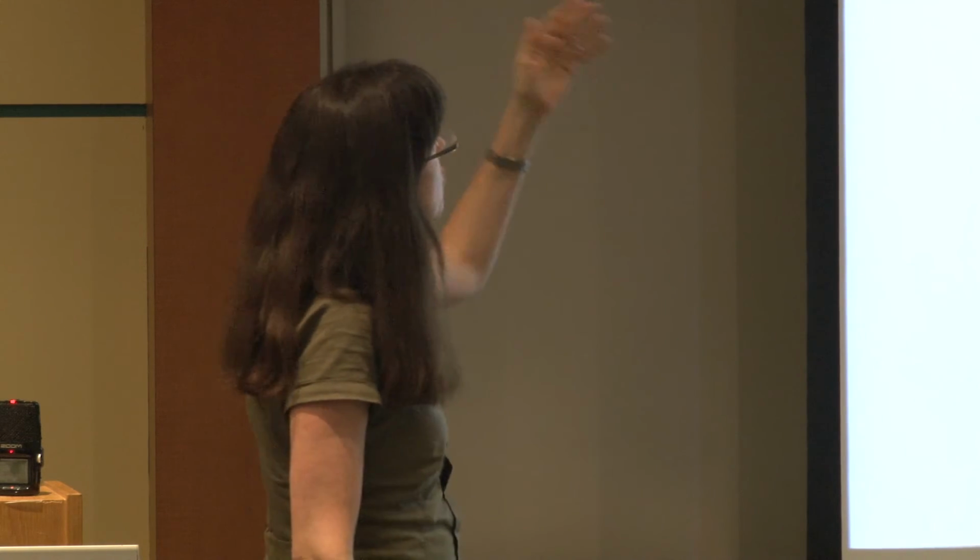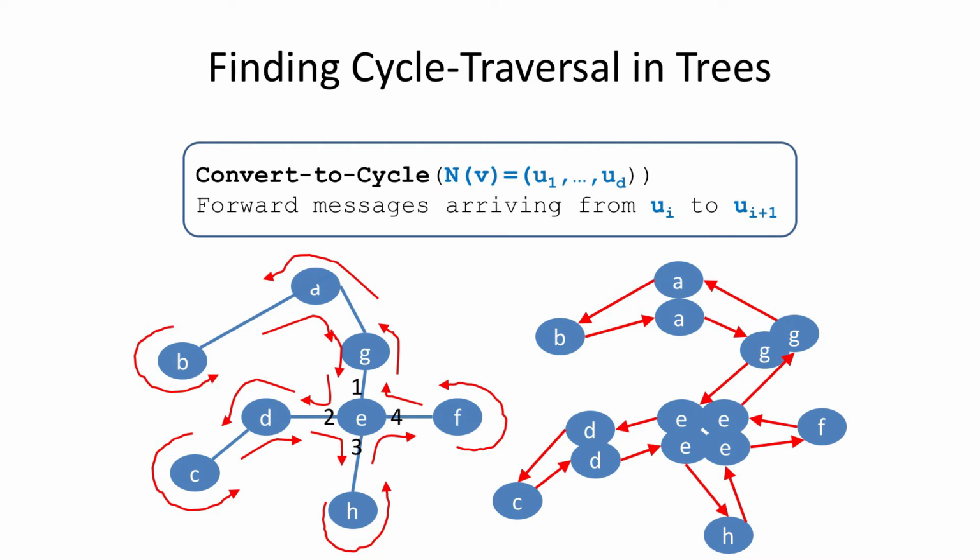So if we have a tree, how do we find a cycle that traverses it? The algorithm is really simple. Here's the tree. Each node is just going to pick a random ordering of its neighbors, say this is the first, second, third, fourth, and when I get a message from the first, I move it to the second, from the second to the third, third to fourth, fourth to first, etc. And we do that for all the nodes. So if you have just one neighbor, you of course relay back to it. If you have two, then you have two directions, etc.